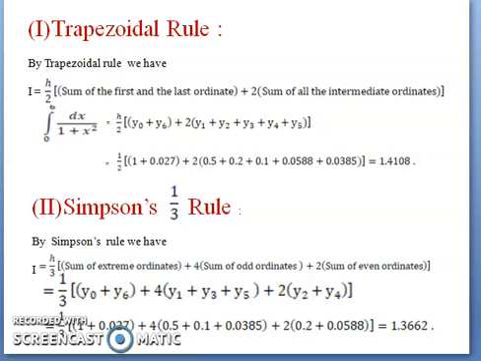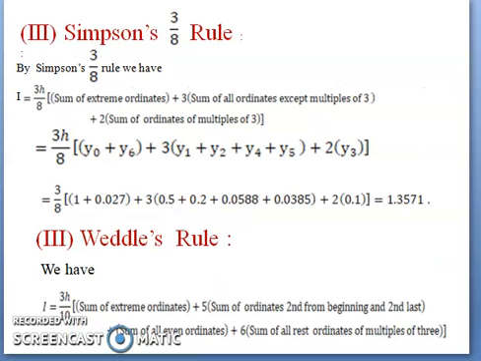Now the third rule is Simpson's 3 by 8 rule. By using Simpson's 3 by 8 rule, we have the formula I equals 3h divided by 8 times the sum of extreme ordinates plus 3 times the sum of all ordinates except multiples of 3 plus 2 times the sum of ordinates that are multiples of 3.